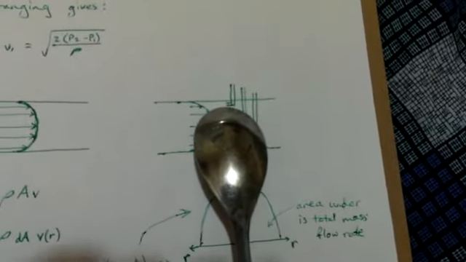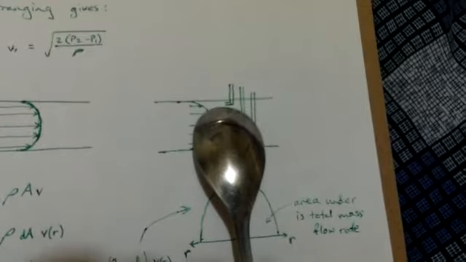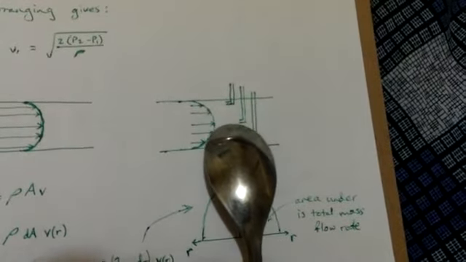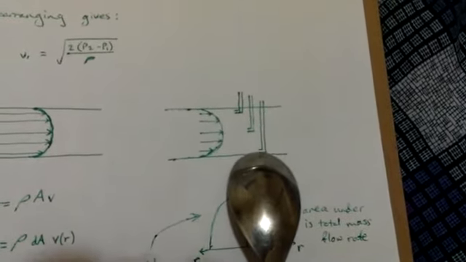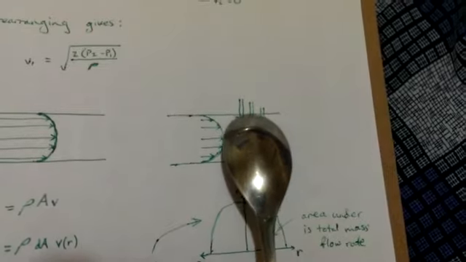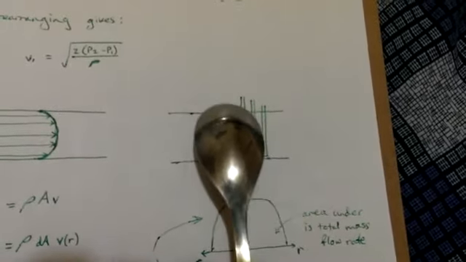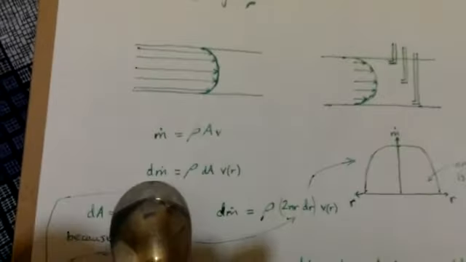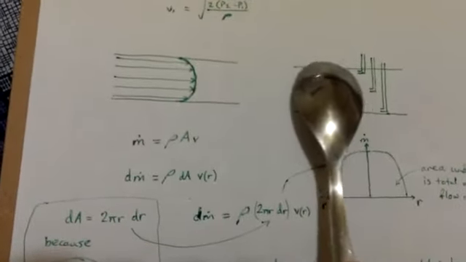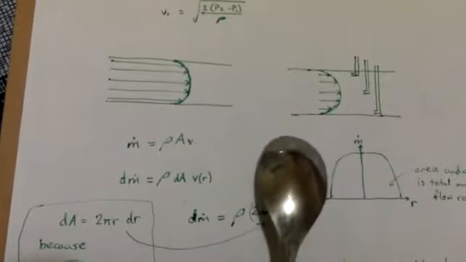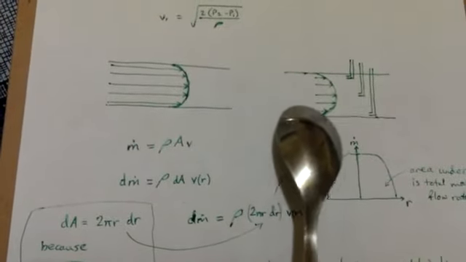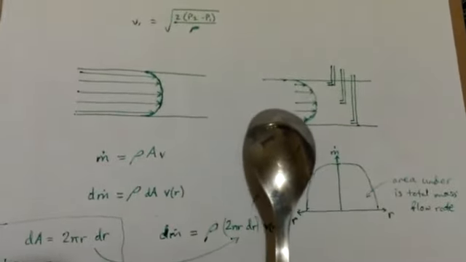Up here you would record a very low velocity. Over here you'd record the highest velocity in the middle, and over here you'd record the same velocity as that one, a very low velocity. This change in the velocity along here means also a change in the flow rate.